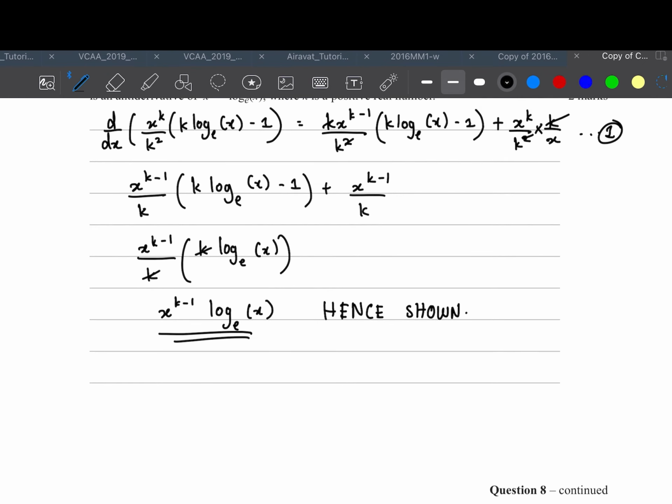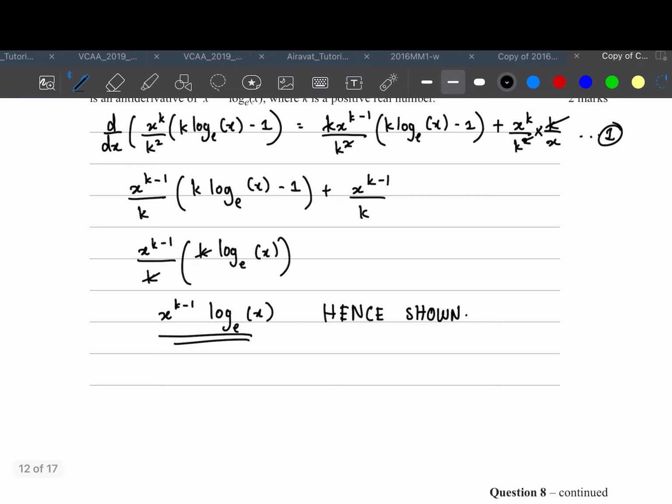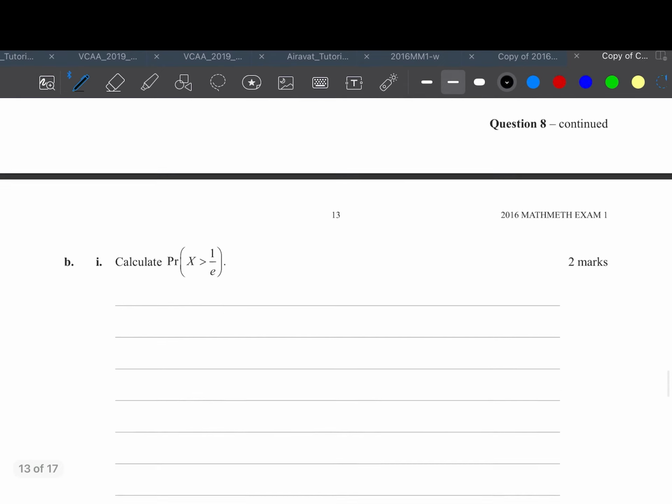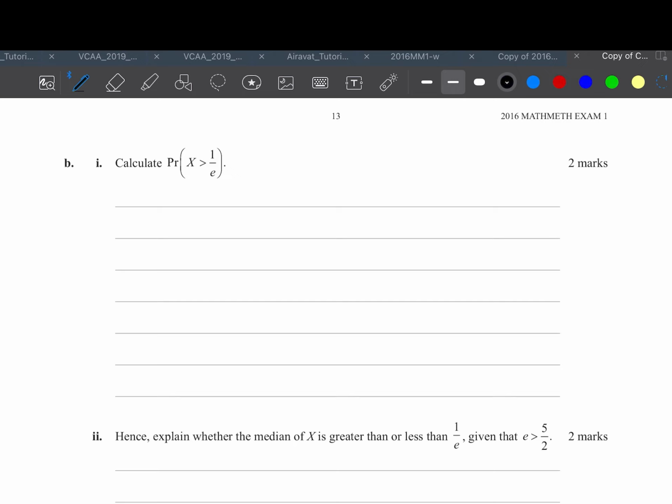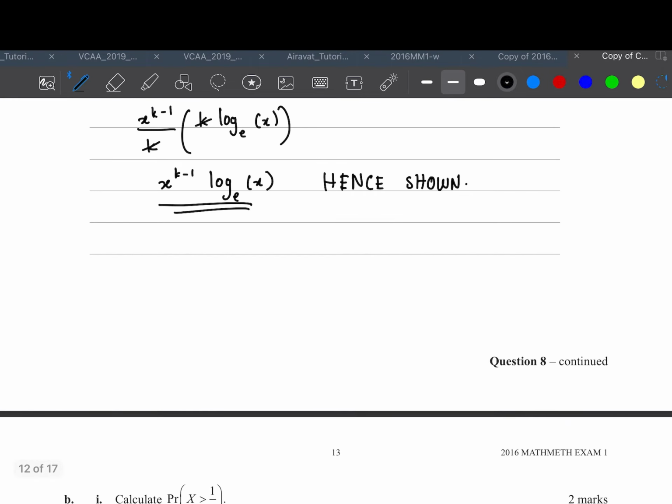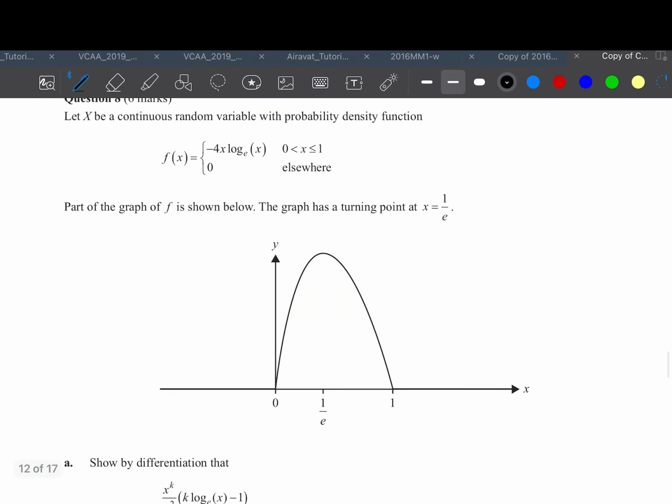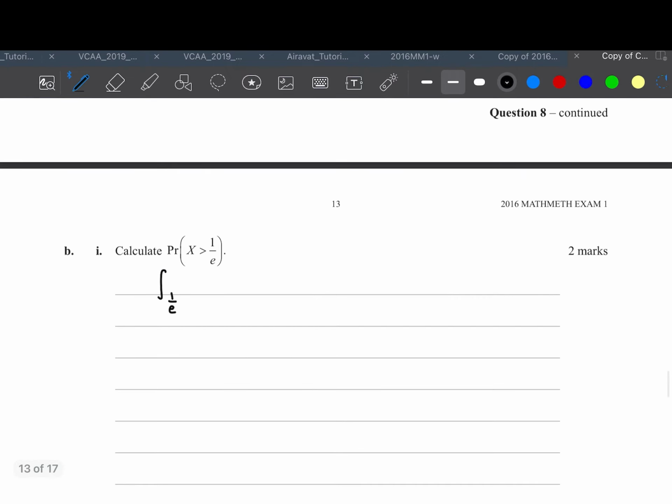So what is the significance of this question? Well, I'll tell you when we are doing the next question. So calculate the probability that x is greater than 1 on e. That is just like saying solve the integral from 1 on e to, what is our maximal domain? It is going to be 1, so 1 of minus 4x log base e of x, and we can also write this as minus 4 integral from 1 on e to 1 of x log base e of x dx.